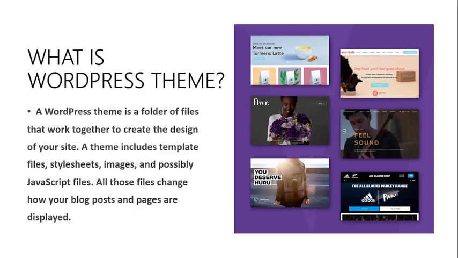So when choosing a WordPress theme, you need to choose the theme that is in line with the website that you want to create. And there are thousands and thousands of free and premium themes in the WordPress theme directory. So I will show you how you can choose a theme for your website. Now let's look at how you can choose a theme.